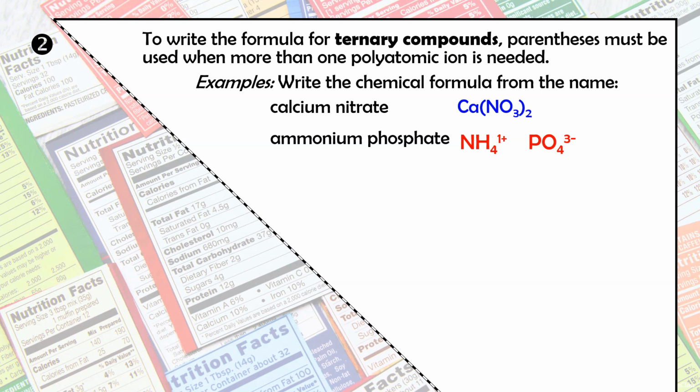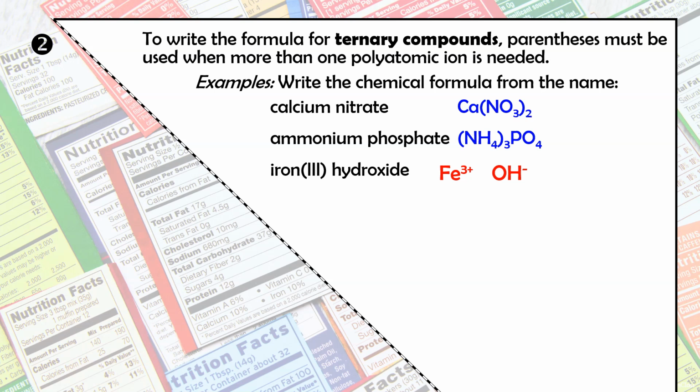Technically, you need 3 ammonium ions, but only 1 phosphate. So you wouldn't need parentheses around the phosphate, but you would need parentheses around the ammonium. So take a look at what this would look like. Let's take a look at the next one.